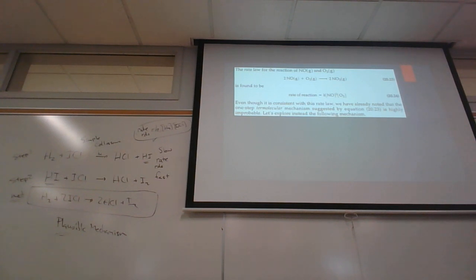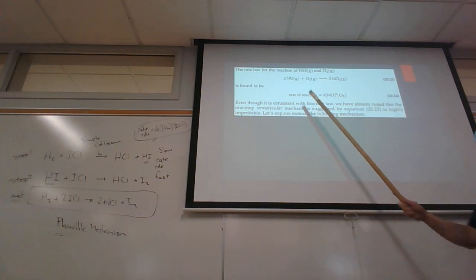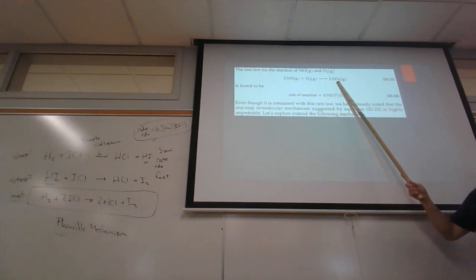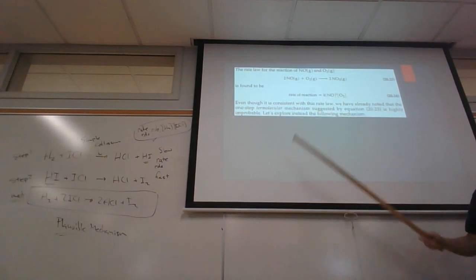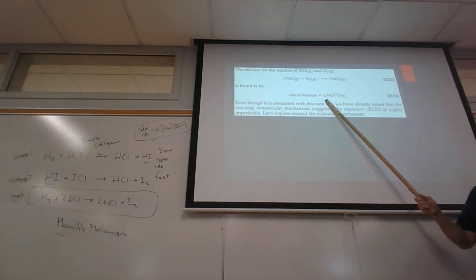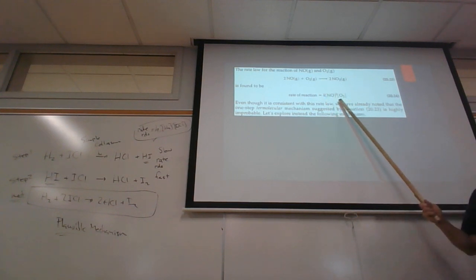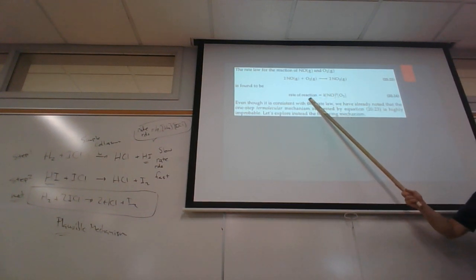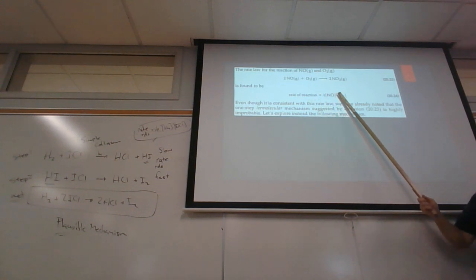So let's take a look at this reaction here. I go through this in the homework a little bit. But this is 2NO plus O2 goes to 2NO2. Now, the rate of the reaction from experiment, experiment is fact. And so whatever theory we come up with has to agree with experimental observations. And so the rate of this reaction determined from experiment is second order in NO and first order in O2.